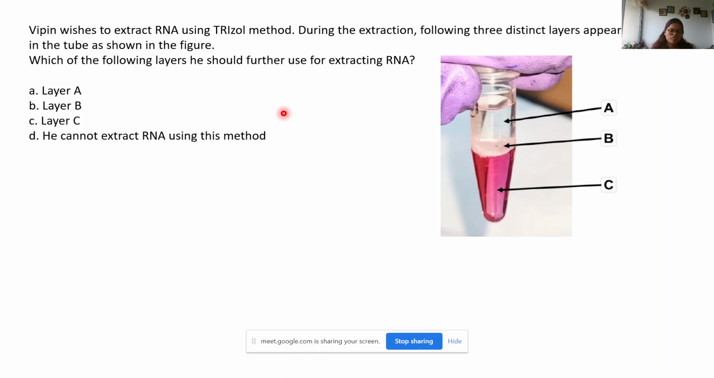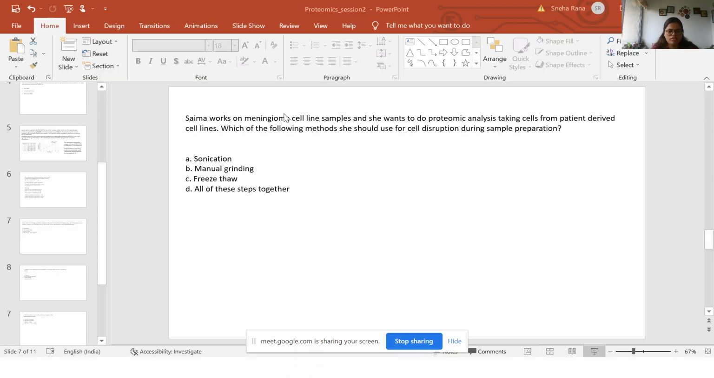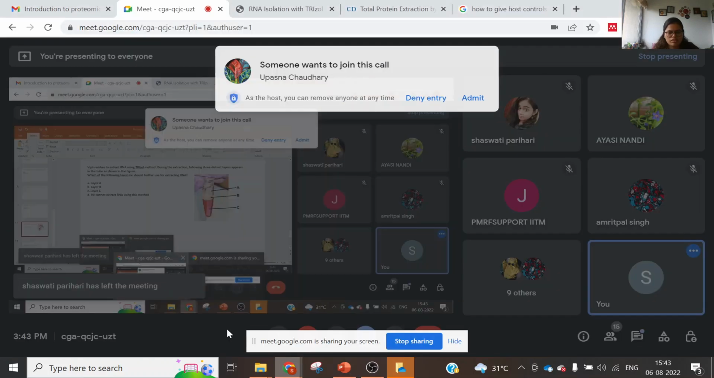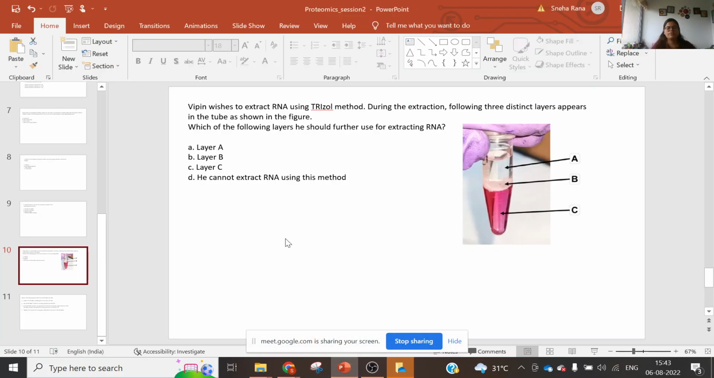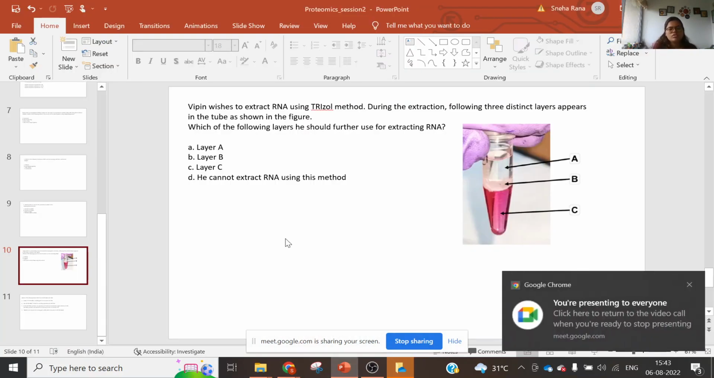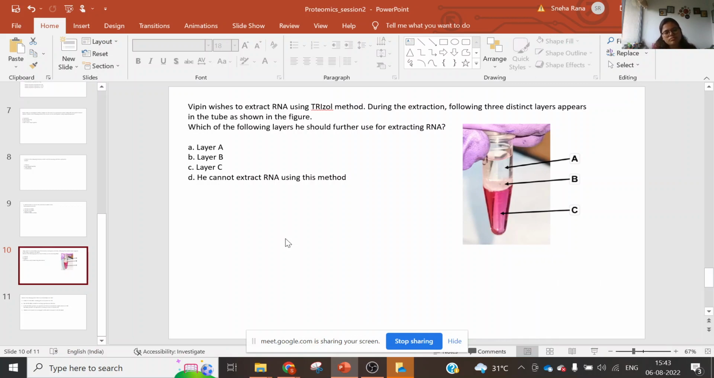So, in which layer is RNA present? Top layer. Layer A, correct. So RNA is present in the top aqueous layer.